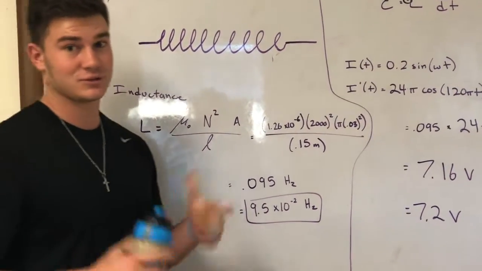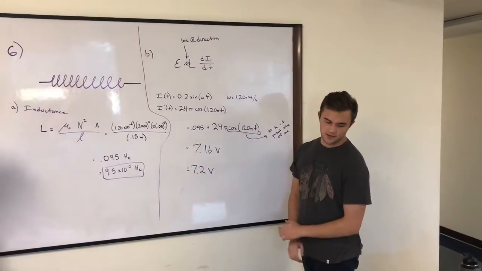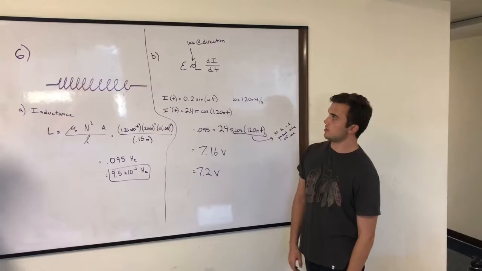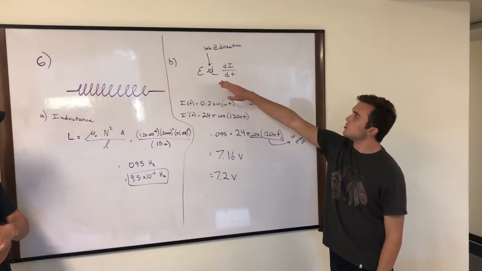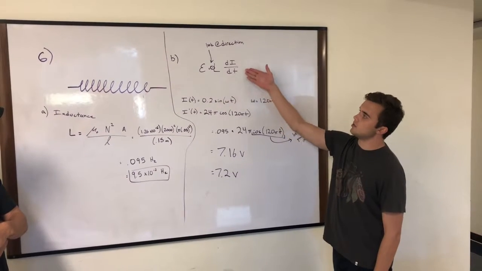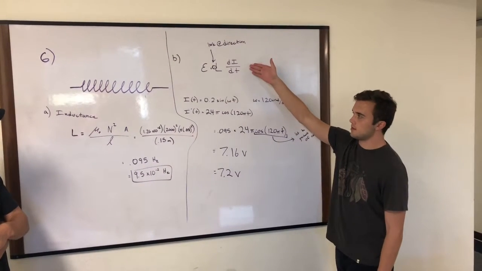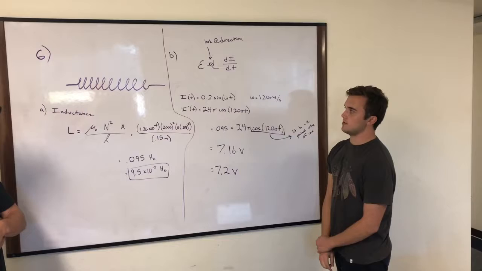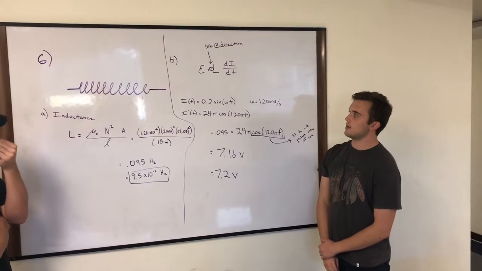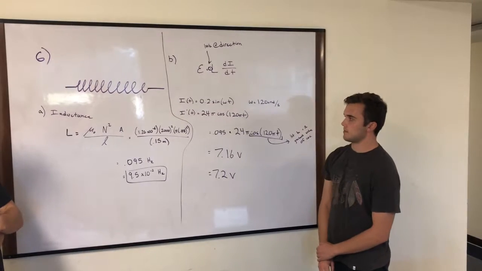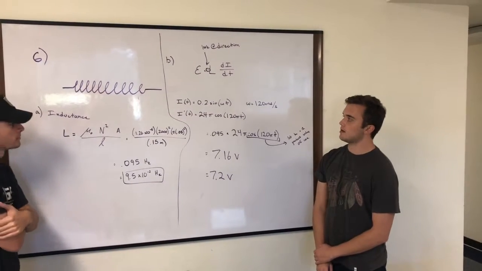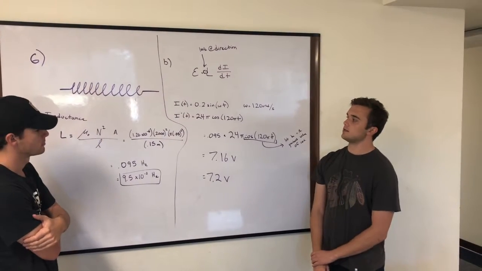Alright, now we're trying to find the amplitude of the voltage across the solenoid. We start off with Faraday's equation, which is inductance times the derivative of current with respect to time. Our current is 0.2 sine of omega t, and when we take the derivative, we end up getting 24 pi cosine 120 pi t.